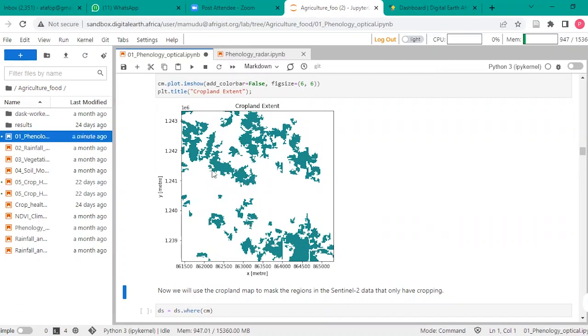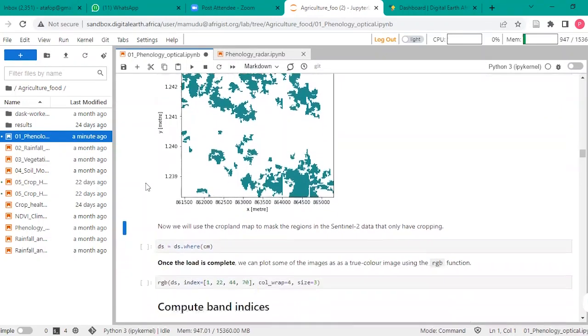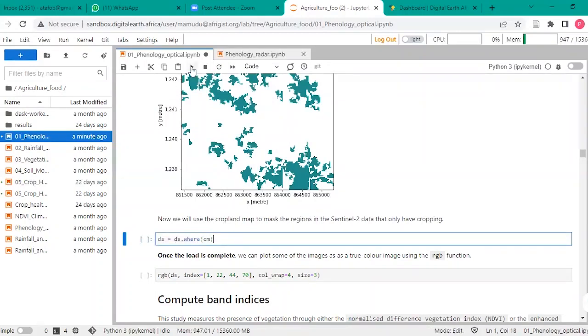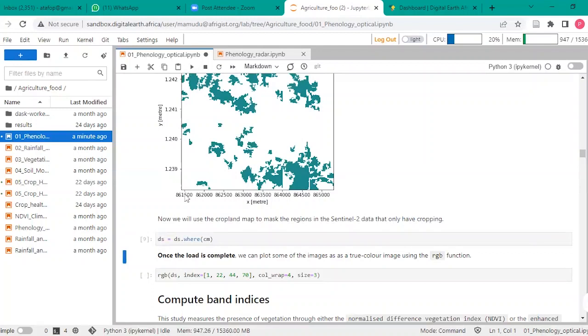Now this cropland extent map data set is what we are going to use to mask out the rest of our data set. So in the next line of code, we are going to use this cropland extent to create a mask for all our Sentinel-2 data. So we run this one, and it has run the masking of the data set.